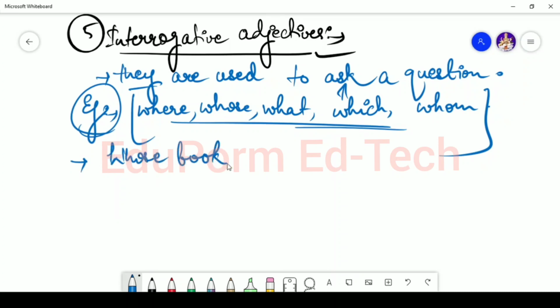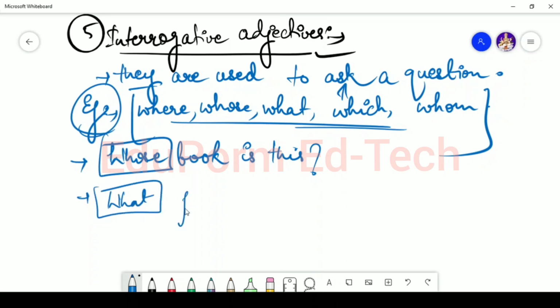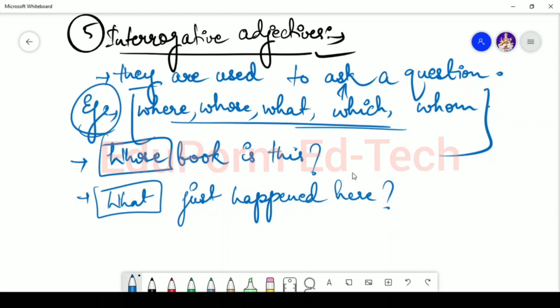Let's say for example, if I say that whose book is this, okay, or what just happened here, so these all are basically the adjectives, but they are basically the interrogative adjectives which are mainly used to ask a kind of question. Okay, now let's see the next type of adjective.